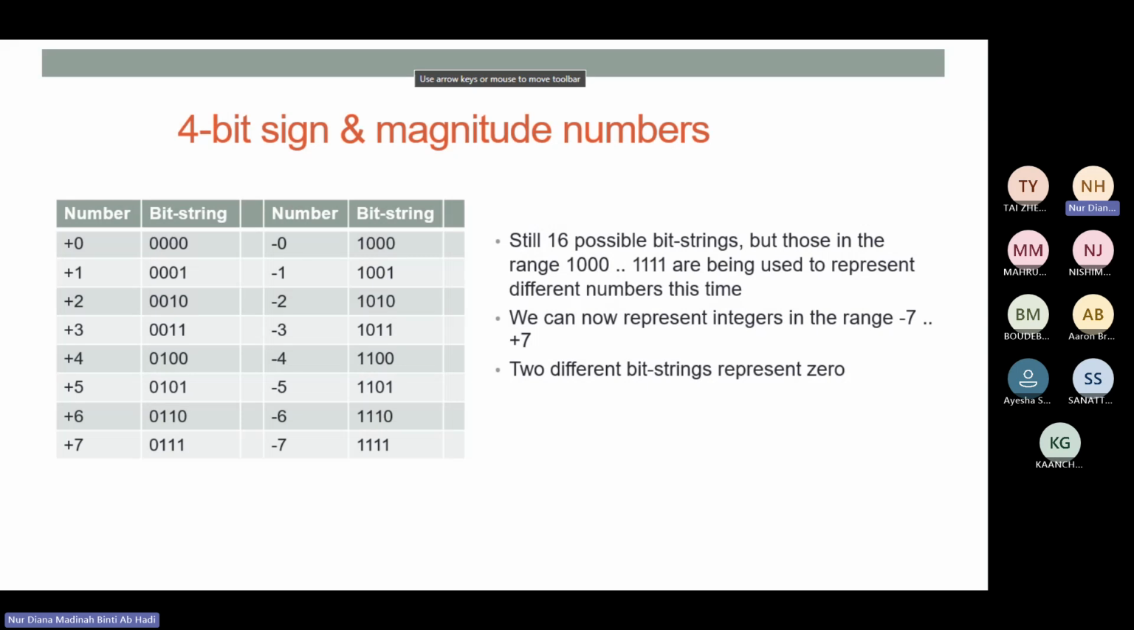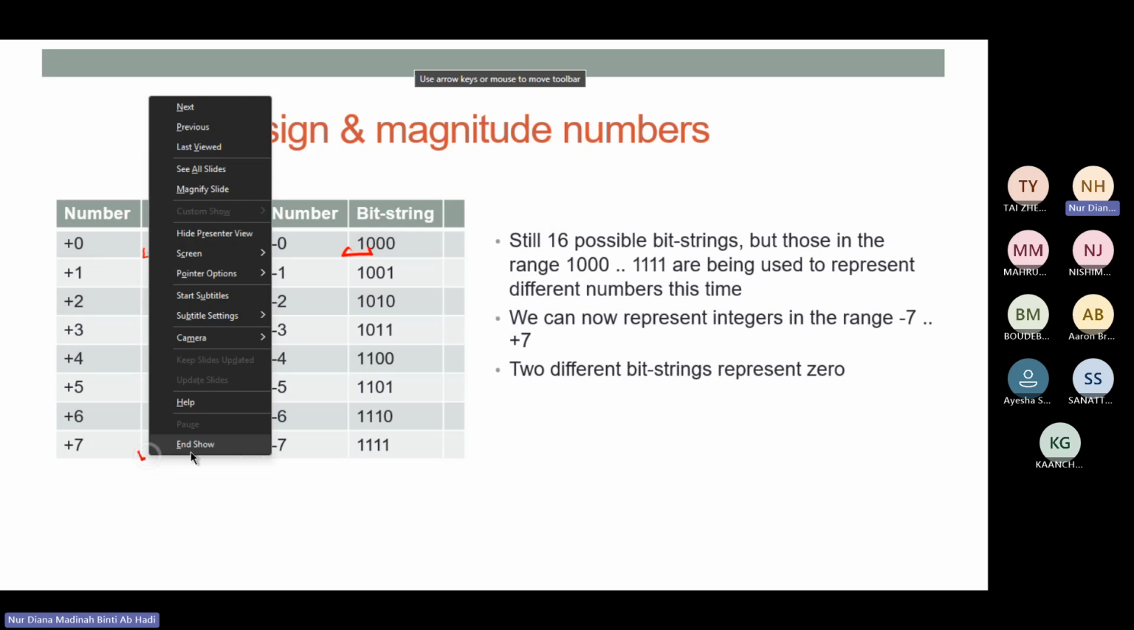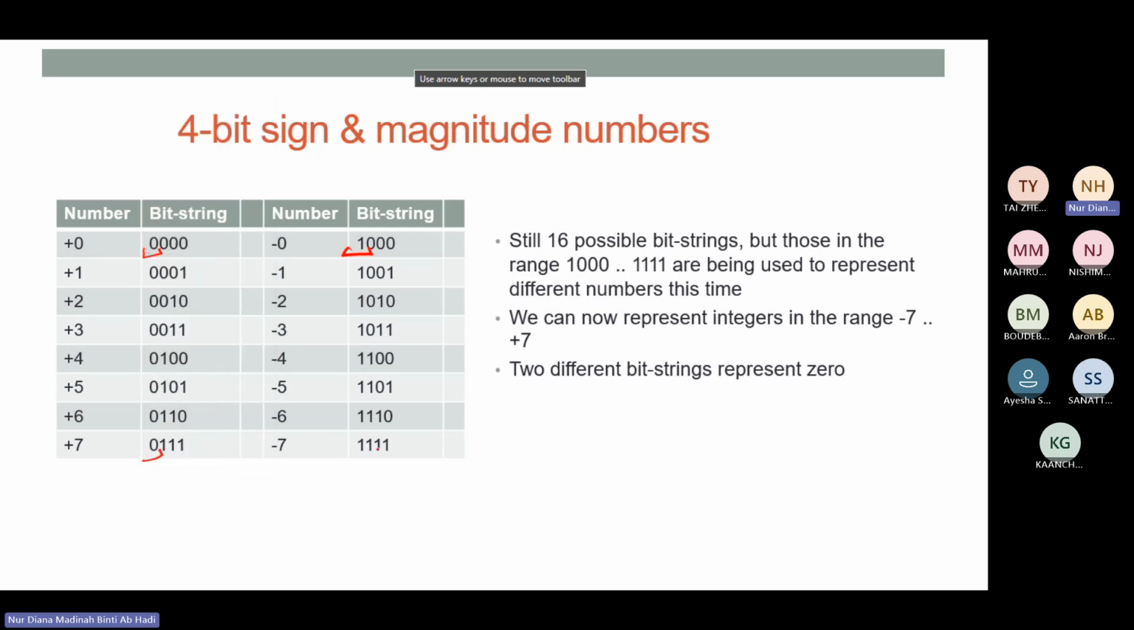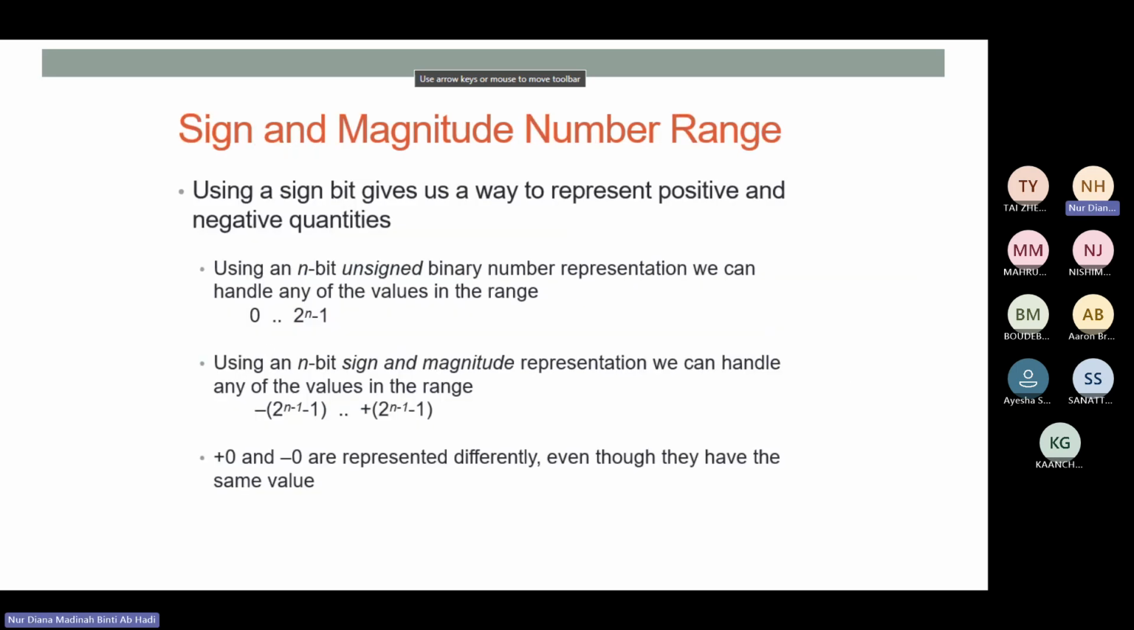So, 4-bit sign-and-magnitude numbers. Still 16 bit strings, but those in the range of 1000 until 1111 are being used to represent different numbers this time. You can see that if we have a bit string for positive, we have a 0 in front, but if negative, it would be a 1 in front. You can see the differences. For positive 7, you have a 0 in front of the value of 7. For negative 7, you have a 1 in front. So using the sign bit gives us a way to represent positive and negative.